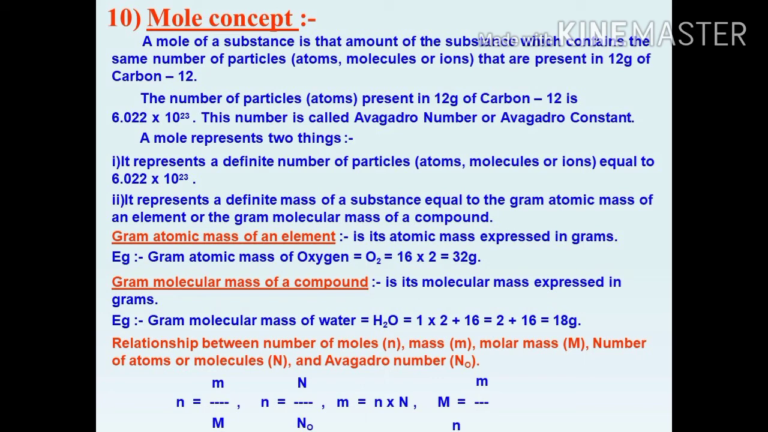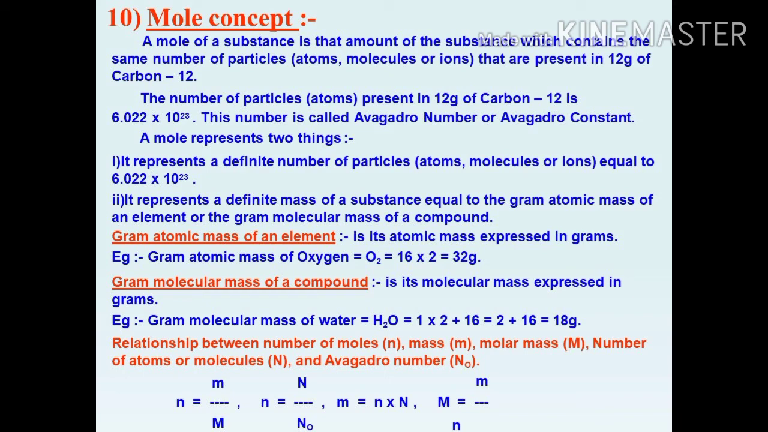Next, the relationship between number of moles, mass, molar mass, number of atoms and Avogadro number. In the bracket I give some symbols. The number of moles, small letter n. Mass, small letter m. Molar mass, capital M. Number of atoms or molecules, N. And Avogadro number, N0.